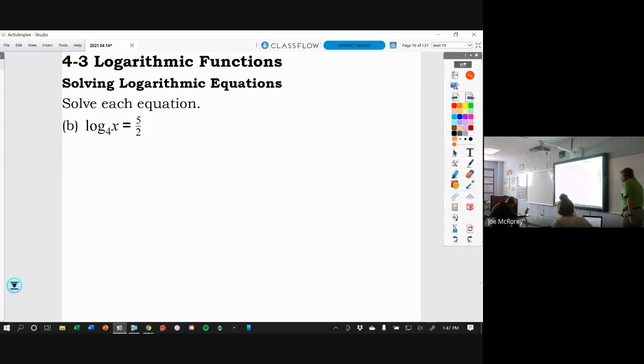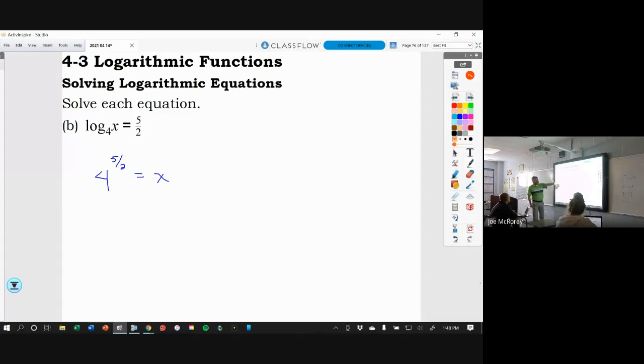Since one particular student struggled on the last one as far as what just happened, she will tell me what to write down. What's the base? 4. What's the power? 5 over 2. Equals the thing, which is x. That's what we did on the last problem. Now, I want x by itself. What do the 4 and 5 even mean?